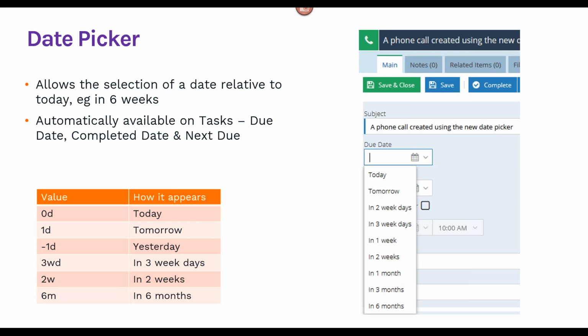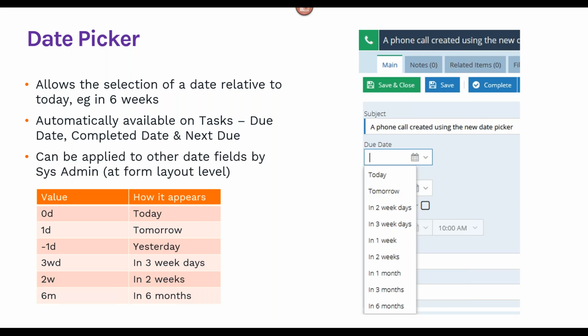But if you choose to, you can add it to any other date field, as long as you're a system administrator. So you go into the form layout and you use, probably a tiny bit too much detail for this particular webinar, the values similar, they've just got to be formatted in the right way, as you can see in that orange table there. So 0D means that you'll see the word today, minus 1D means that you'll see the word yesterday, and so on. But again, we can guide you with that if you need any extra help with it.